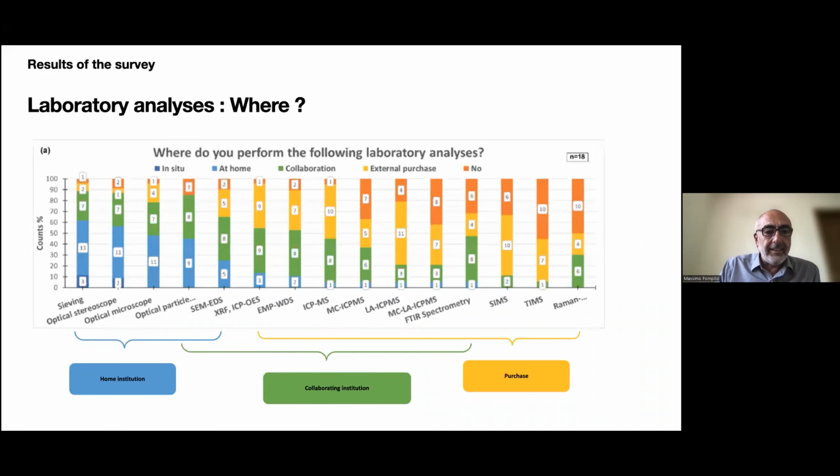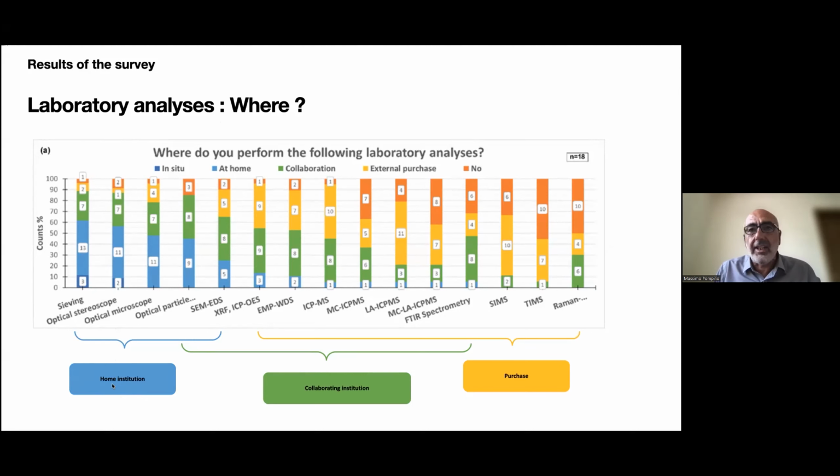The second part is not the talk, so I need 5 or 6 slides more. It's related to laboratory analysis. Where is the laboratory analysis done? We divided it, depending on which kind of analysis. Most can be done within the home institution. Home institution, I mean in the observatory or in a different branch of the same organization.